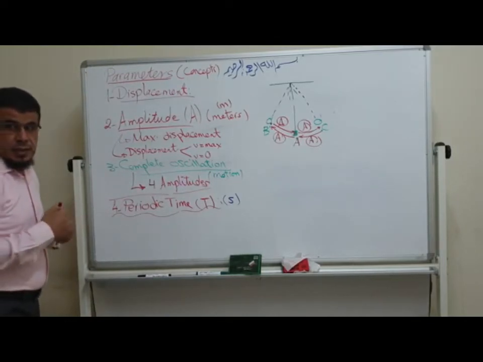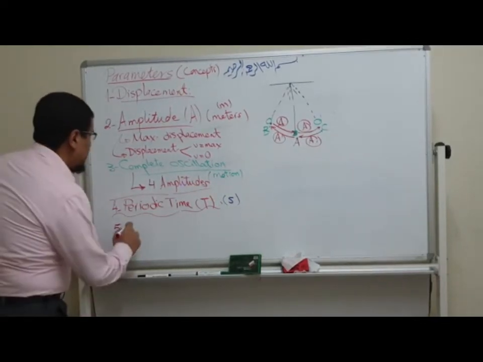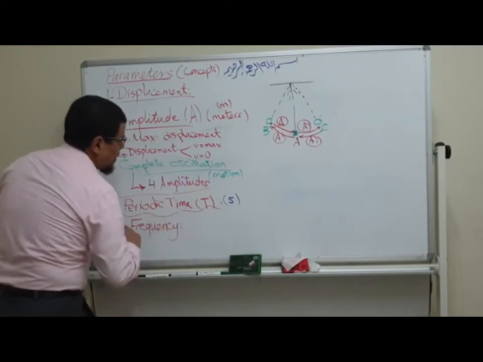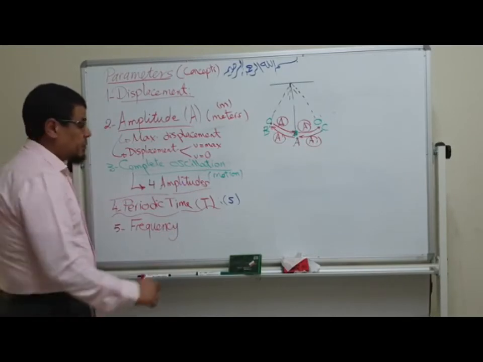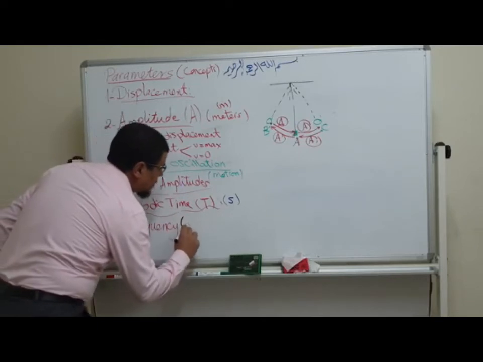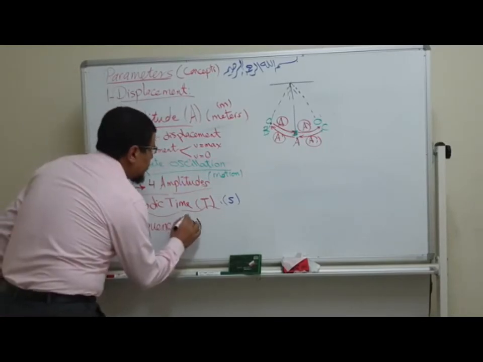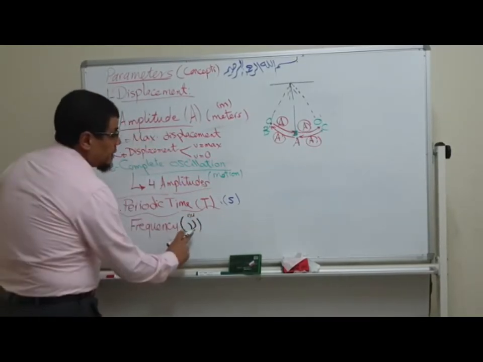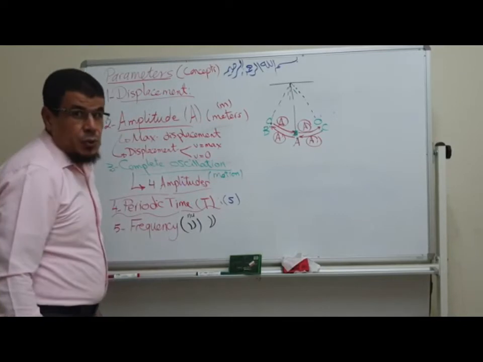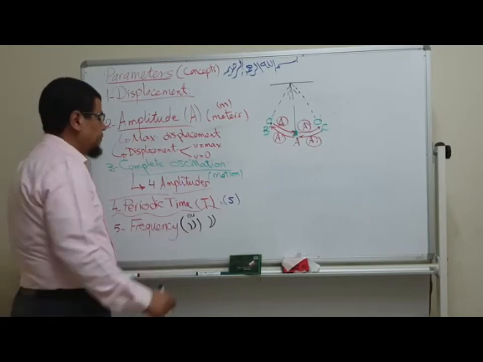What about the 5th parameter? The 5th parameter is frequency. What is the symbol of frequency? Look at it. No, not V. It is called nu. Okay, it's a Greek letter. You call it nu. So frequency, nu.